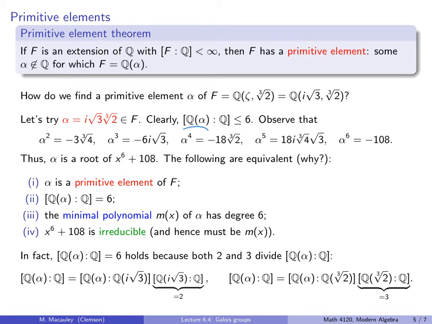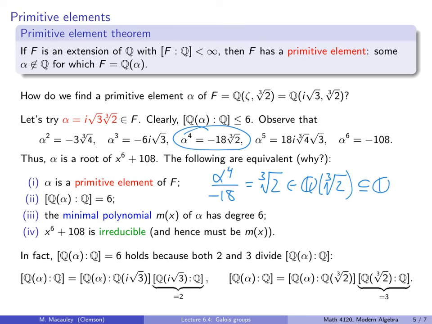Well, now let's look at this relation. Alpha to the 4th is equal to negative 18 cube root of 2. So in other words, alpha to the 4th over negative 18 is the cube root of 2, which is contained in Q adjoin the cube root of 2. So that must be a subfield of Q adjoin alpha, because using our only generator of this field, we can create the cube root of 2.